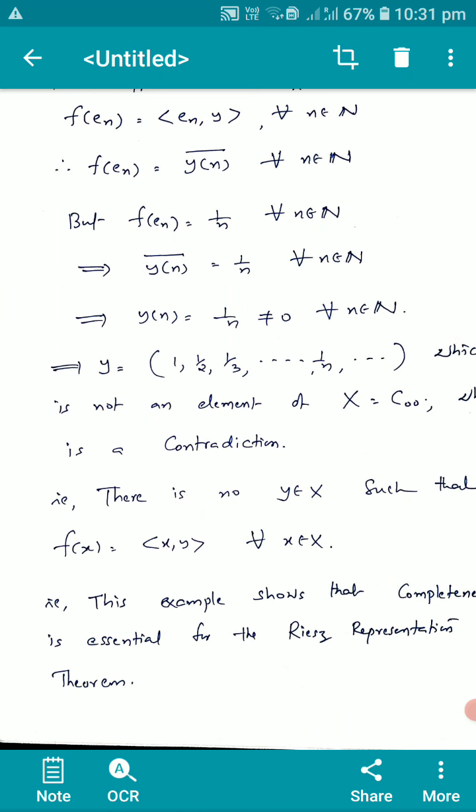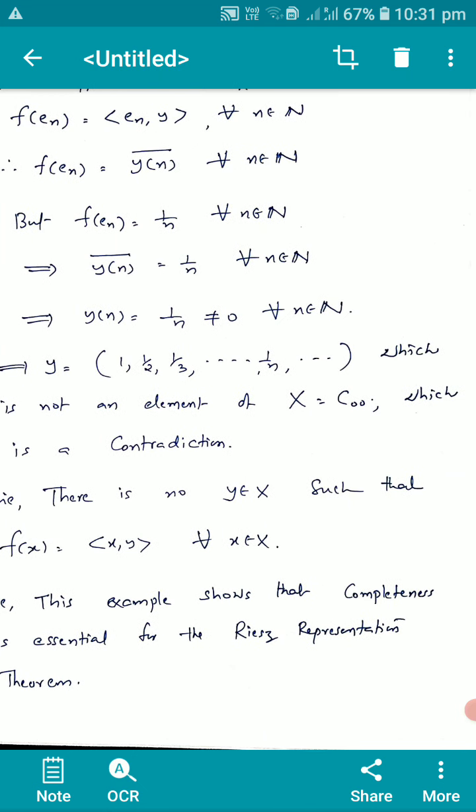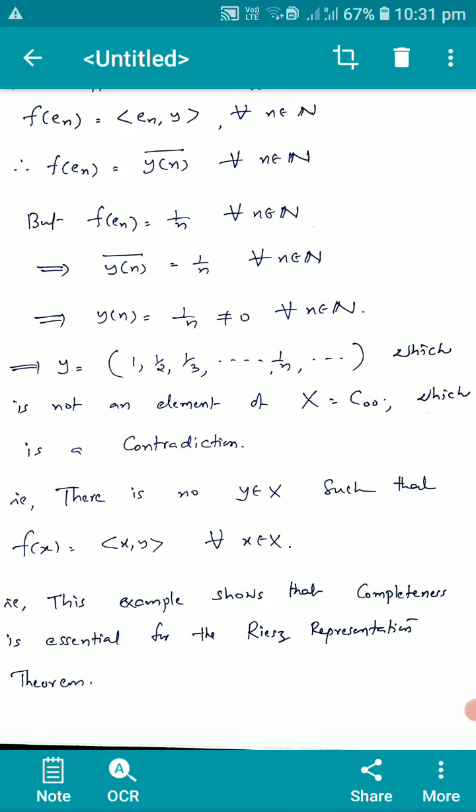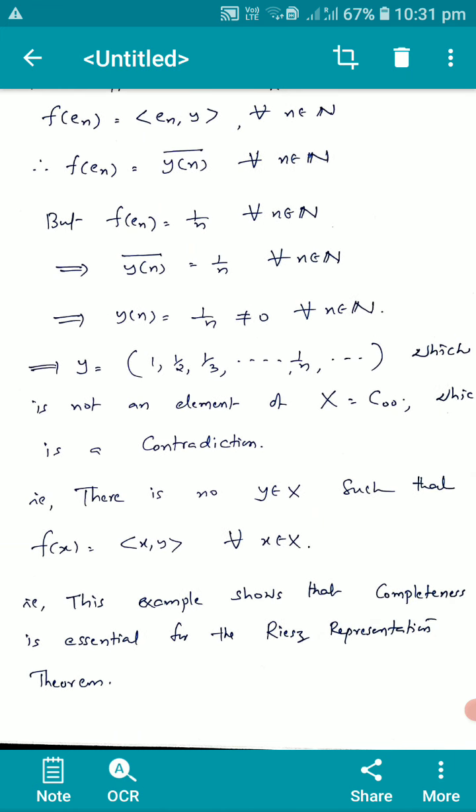That is, if such a y exists, we are getting a contradiction. That is, there is no such y in X such that f of x equals the inner product of x and y for all x in X. This example shows that completeness is essential for the Riesz representation theorem too. That is our argument.